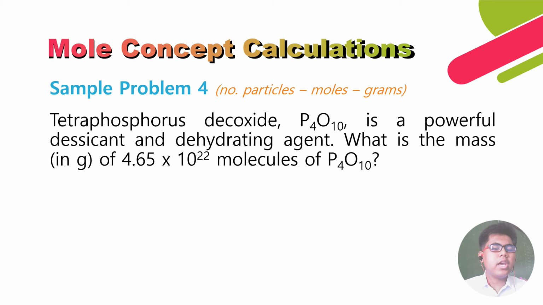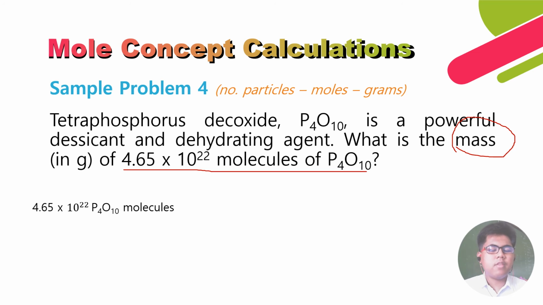Now, again and again, you have to identify the given and the missing quantity. So in this case, our given is 4.65 times 10 to the 22 molecules of P4O10. And we are looking for the mass in terms of grams. Okay, now, to solve this problem, write again the given, and then think of a conversion factor na magpa-follow dito sa ating pattern para ma-convert mo siya papuntang grams.